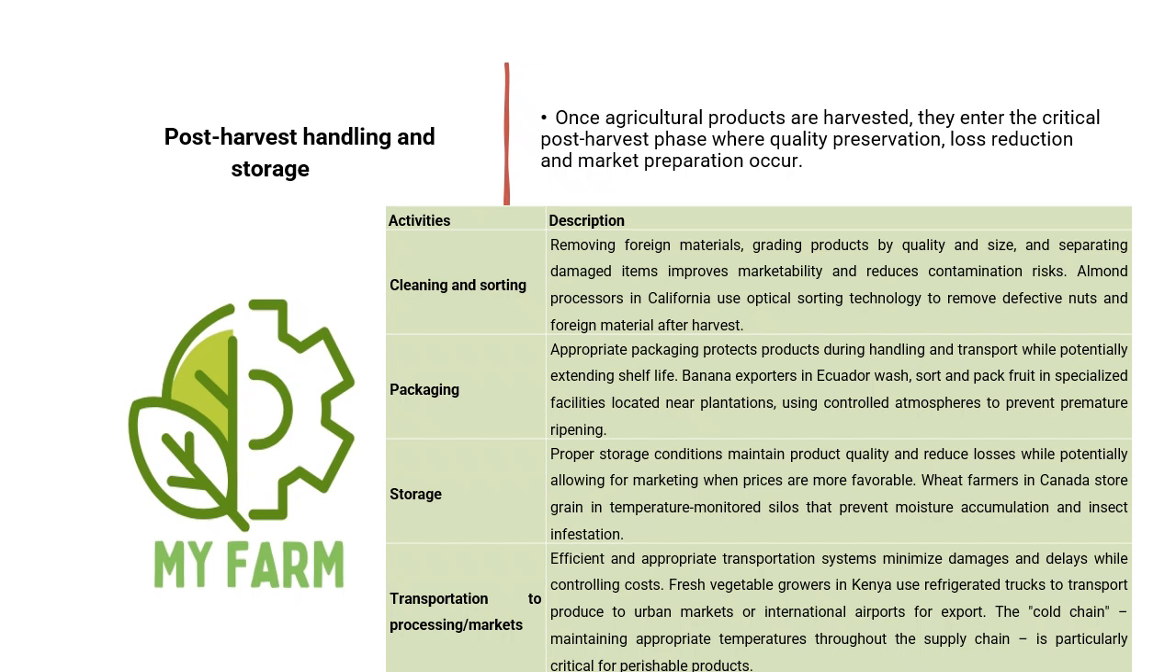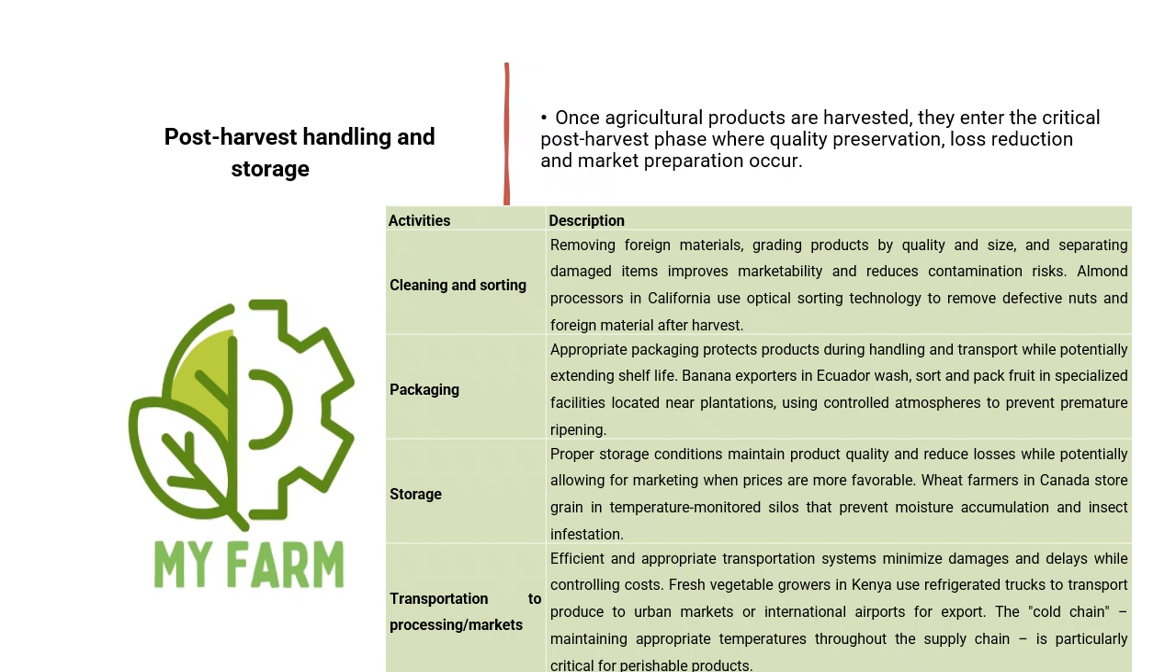Banana exporters in Ecuador operate specialized packing facilities near plantations where fruit is washed, sorted, and packed, using controlled atmospheres to prevent premature ripening during transport to distant markets. Proper storage conditions maintain product quality and reduce losses.